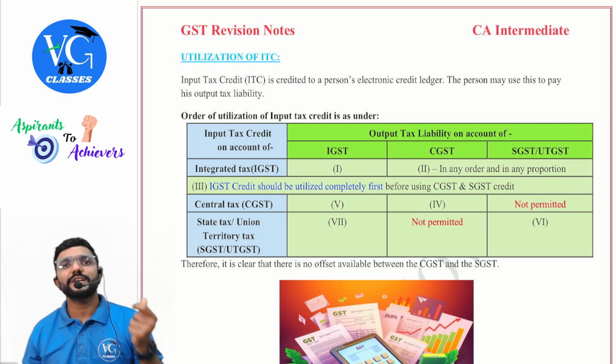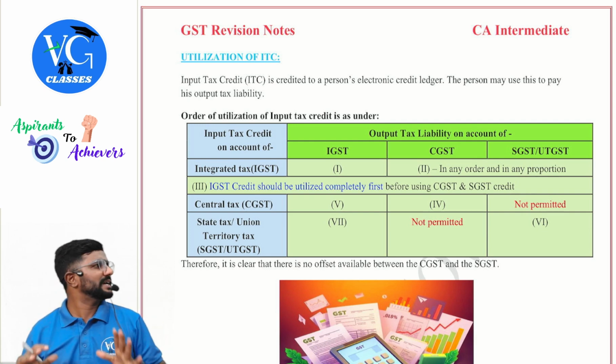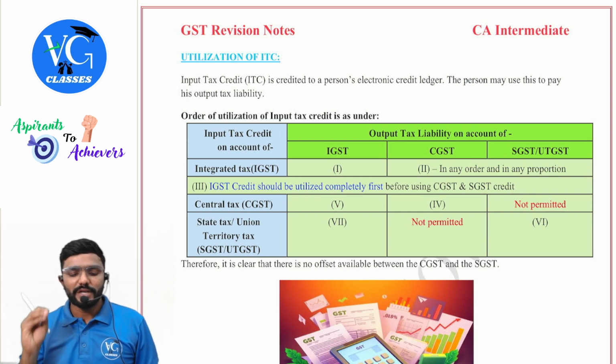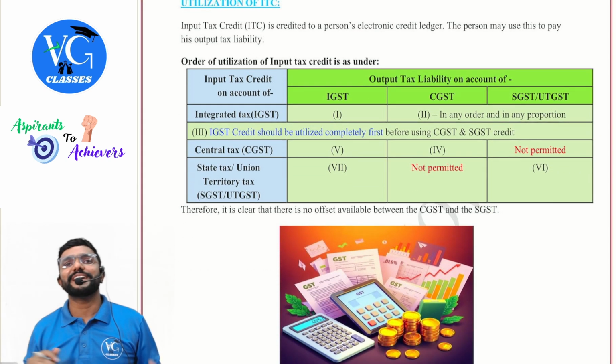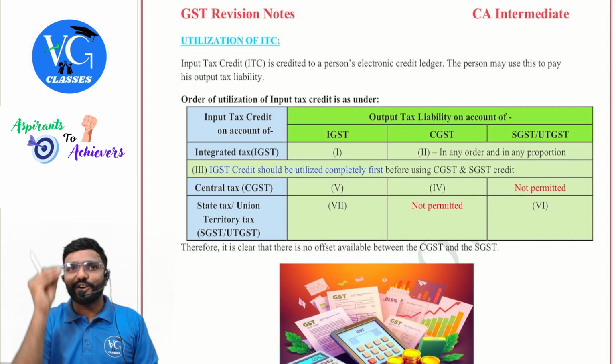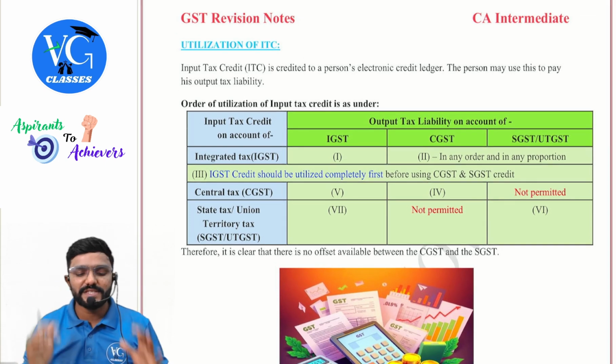Now coming to, sir, if I am eligible to claim credit, I have satisfied all the conditions and restrictions, everything. Now, how will I claim the credit, sir? However I want? No, no. Credit can be claimed only in the following order, in the following sequence.